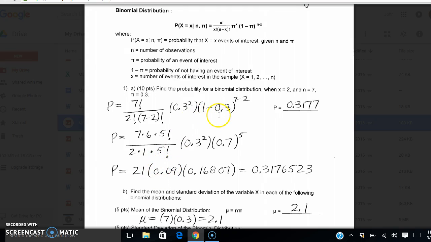And then the third part of the formula is 1 minus pi, which is 1 minus 0.3, that's 0.7. And then the exponent is n minus x, which is 7 minus 2, which gives me 5. And you can see I calculate that here, 0.7 to the exponent 5 gives me this value. And then I can multiply these three together to get the final probability. I round that probability to the 4th decimal place, which is what you see for your answer right here.